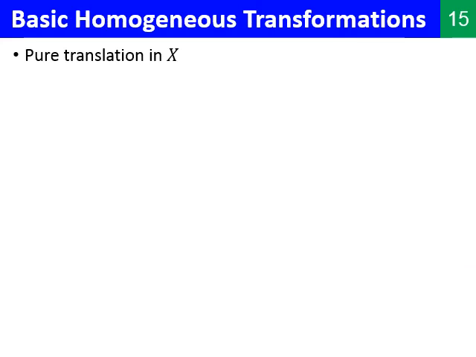Just like we have basic rotation matrices, we can think of basic homogeneous transformation matrices as well. So can you think of a basic homogeneous transformation matrix for pure translation in x-axis? That is, I want to find an H matrix that gives me translation of, let's say, A distance in x-axis. Can you do this?